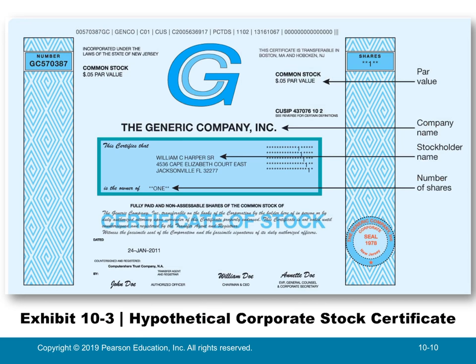Here's a stock certificate. These don't really exist anymore, but back in the day they used to. You would notice things on them like the par value, the name of the company, the stockholder name, the number of shares. So again, these no longer exist. But sometimes you'll run into somebody who still has an old stock certificate from before computers kind of took over everything.